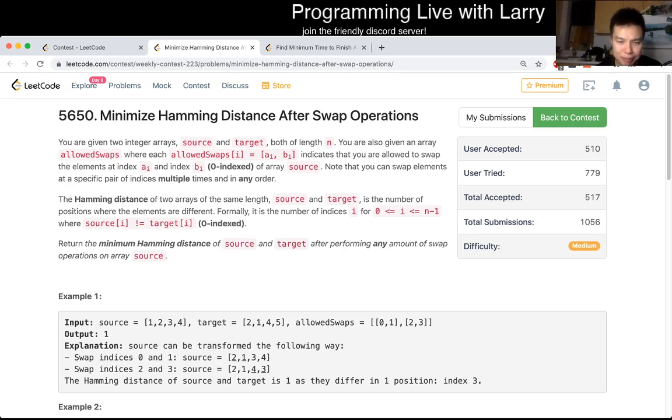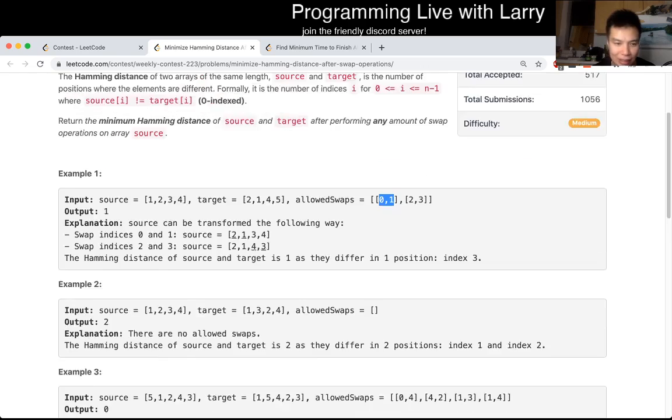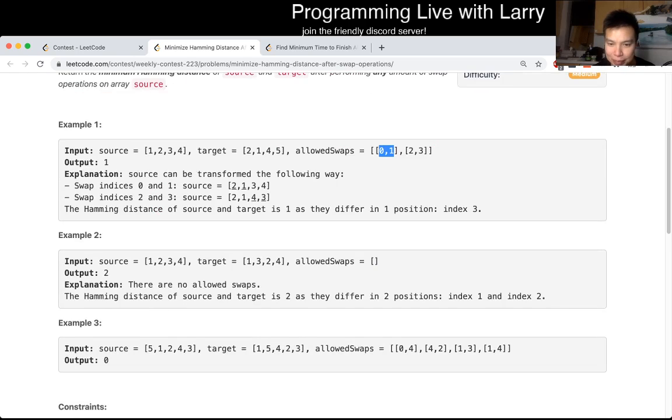For this one, the key thing to note is that if you have these swap maps or swap list, what happens is that once two numbers are intertwined in the swaps, every number can get to every other number in that swap map, right? And what I mean by that is, for example, in example 3, you have 0, 4 and 1, 4. Let's just take those two as an example.